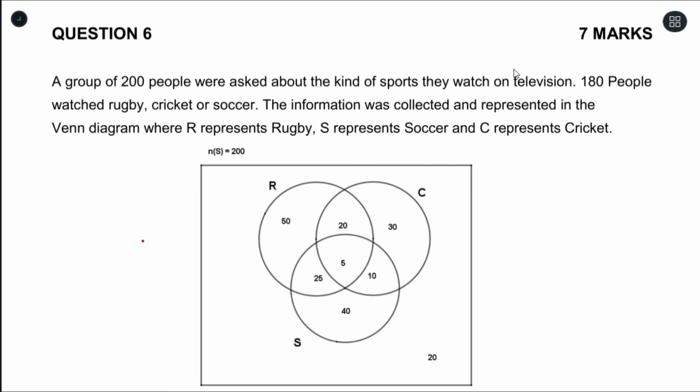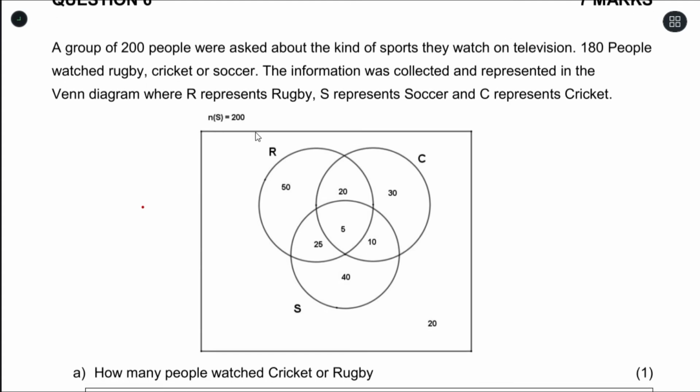Question 6. This says a group of 200 people were asked about the kind of sport they watch on TV. 180 people watch rugby, cricket, or soccer. The information was collected and represented in a Venn diagram where R represents rugby, S represents soccer, and C represents cricket. So as you can see, this is a Venn diagram. The total sample of our Venn diagram is 200. We have 20 people who are outliers. These are people that do not watch soccer, rugby, or cricket, because that's why you see 20 over here.